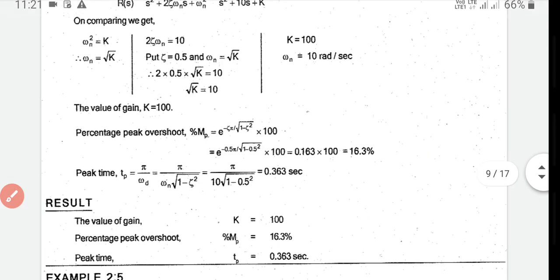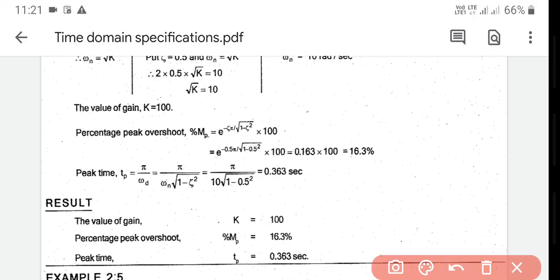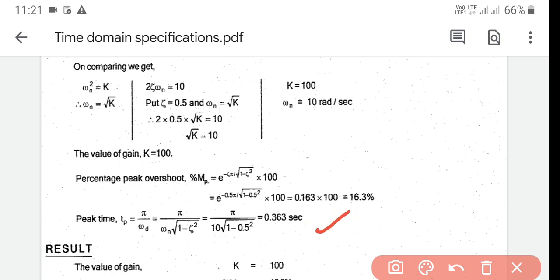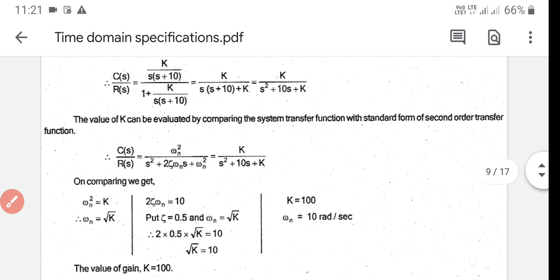Similarly, in your question you have to calculate the peak time also. What is the peak time formula? That is Tp is equal to pi by omega d. Omega d is nothing but omega n into square root of 1 minus zeta square. We have calculated omega n, which is equal to 10 radians per second. So pi by 10 into square root of 1 minus 0.5 whole square, that is 0.363 seconds. Like that we calculate the peak time also.